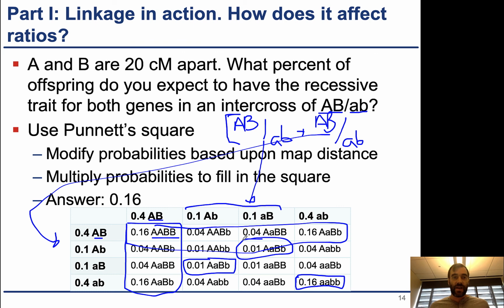Okay, so that is the end of part 1, and next we will move into the situation where you have 3 total genes to worry about at the same time.